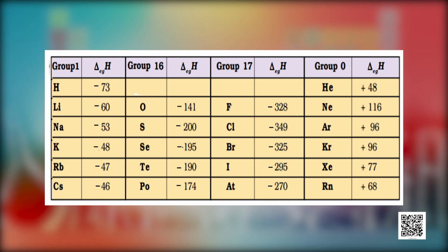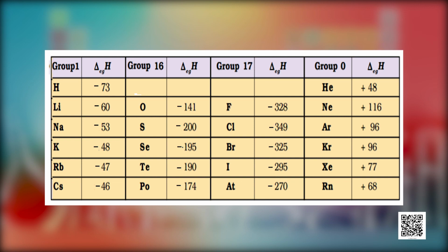The variation in electron gain enthalpies of elements is less systematic than for ionization enthalpies. As we move down a group, we expect electron gain enthalpy to become less negative because the atomic size increases, and with increase in atomic size, the attraction of the nucleus for the incoming electron decreases. Hence, the electron gain enthalpy becomes less negative. However, there are a few exceptions, like the electron gain enthalpy of oxygen and fluorine is less negative than that of the succeeding element. Let us discuss why this happens.